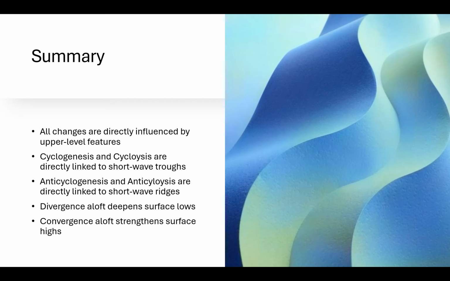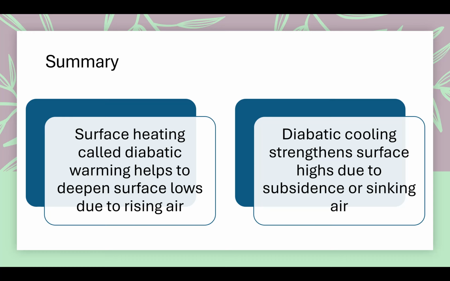Divergence aloft deepens surface lows, removes mass aloft at the top of the column. Upper level convergence, or convergence aloft, strengthens my surface highs. I'm adding more mass to the top of the column. And then we talk about the surfaces over which these high and low pressure systems move. These highs and lows in the mid-latitudes are constantly on the move. The surface heating is called diabatic heating or diabatic warming. It helps to deepen surface lows due to rising air motion. It promotes rising vertical air motion.